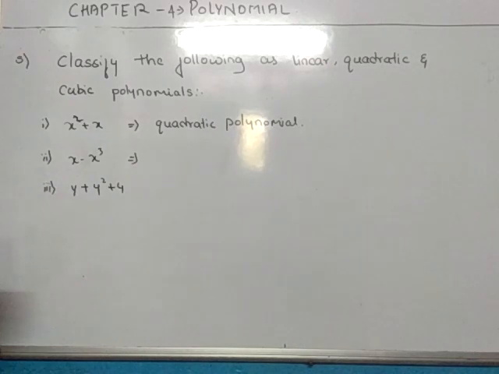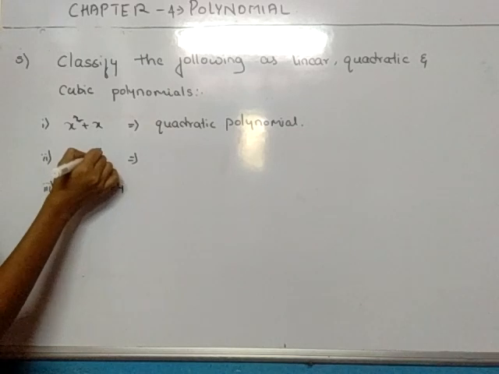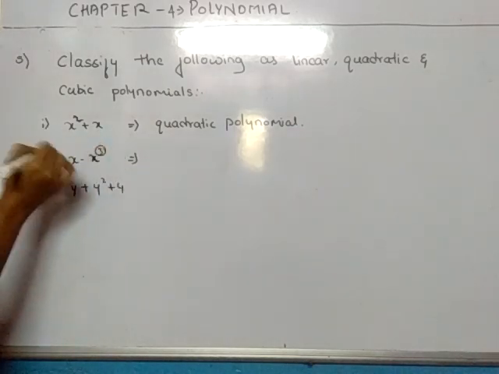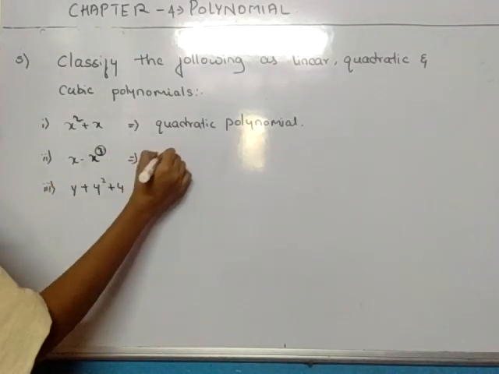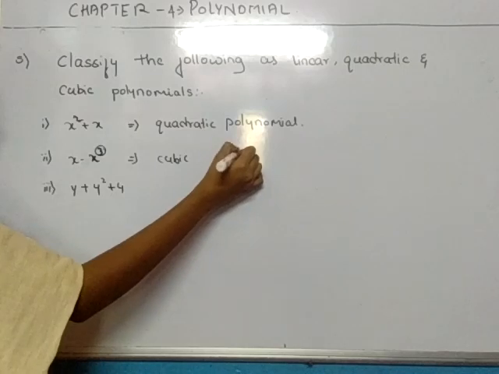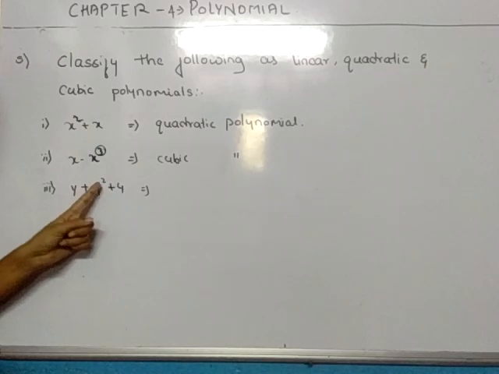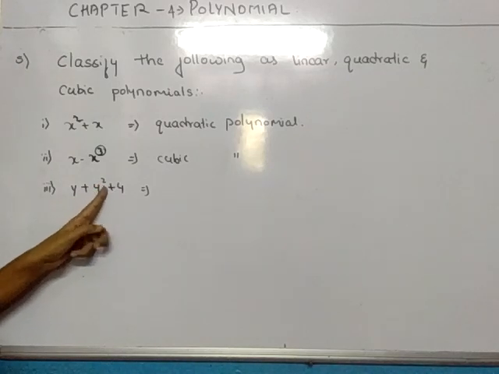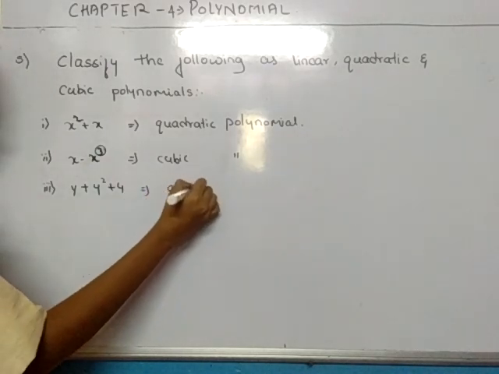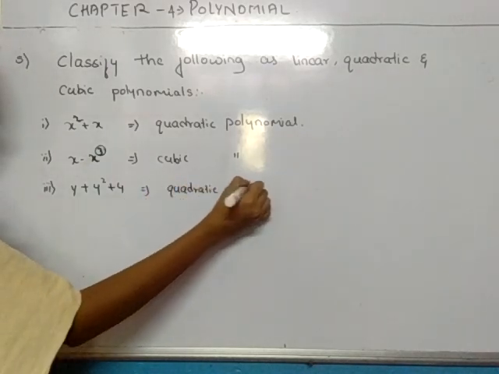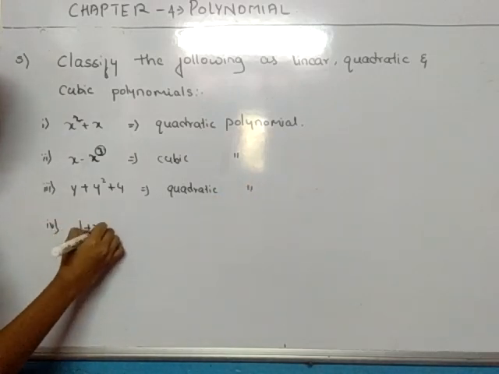Then similarly, second one. Here we are getting x minus x raised to 3. Here we are getting x raised to 3 as the highest degree, isn't it? So here 3 means it is a cubic polynomial. And similarly, we'll check the highest degree, that is 2 here, right? Y raised to 2. 2 means what? That is quadratic. Quadratic polynomial.